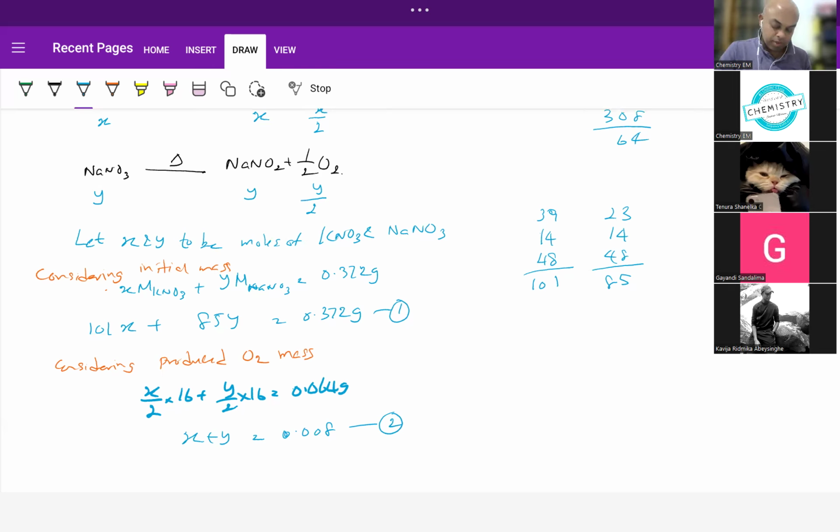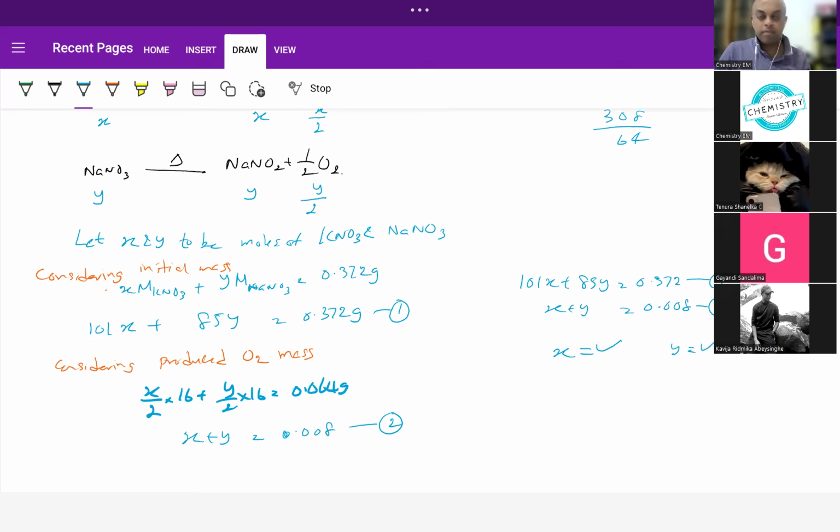So you have to consider these two and write down two equations like this: 101x plus 85y is equal to 0.372. This is the first equation. x plus y is equal to 0.008. This is the second equation. I have considered the oxygen mass. Then you can find x and y. I have taken x and y to be moles of KNO3 and NaNO3.